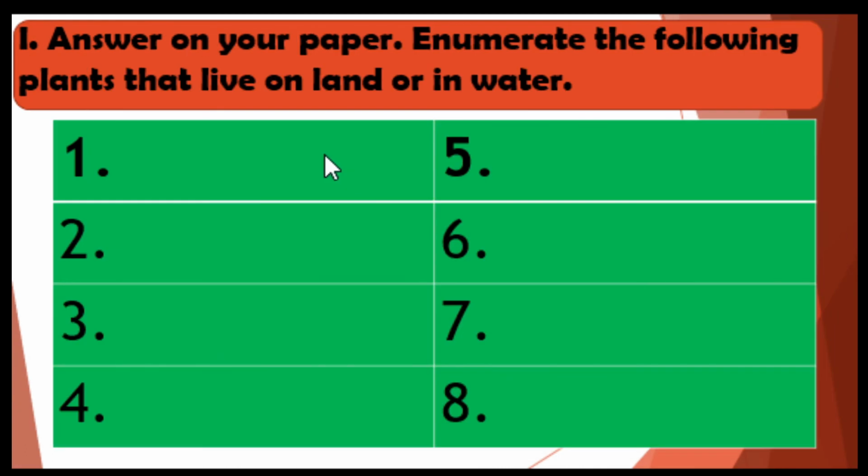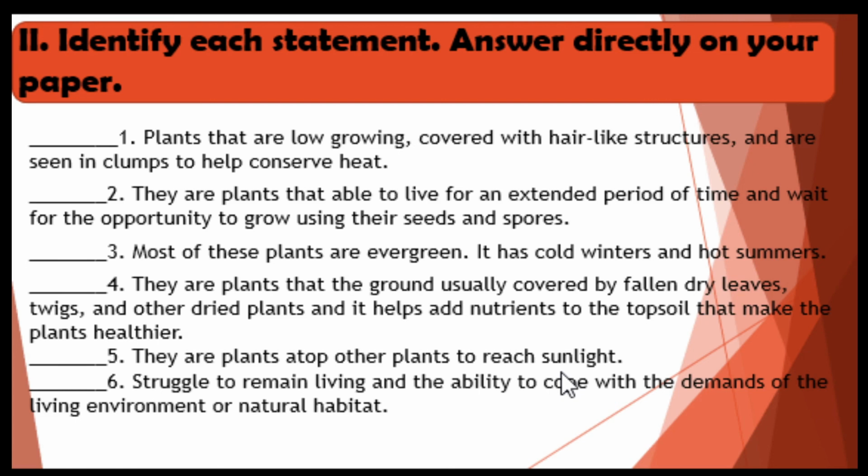Okay class, I hope that you have learned something in our lessons. For your first activity, answer on your paper, enumerate the following plants that live on land or in water. You have to answer 1 up to 8. For your second activity, just identify each statement, answer directly on your paper. You have to answer 1 up to 6, read and understand.